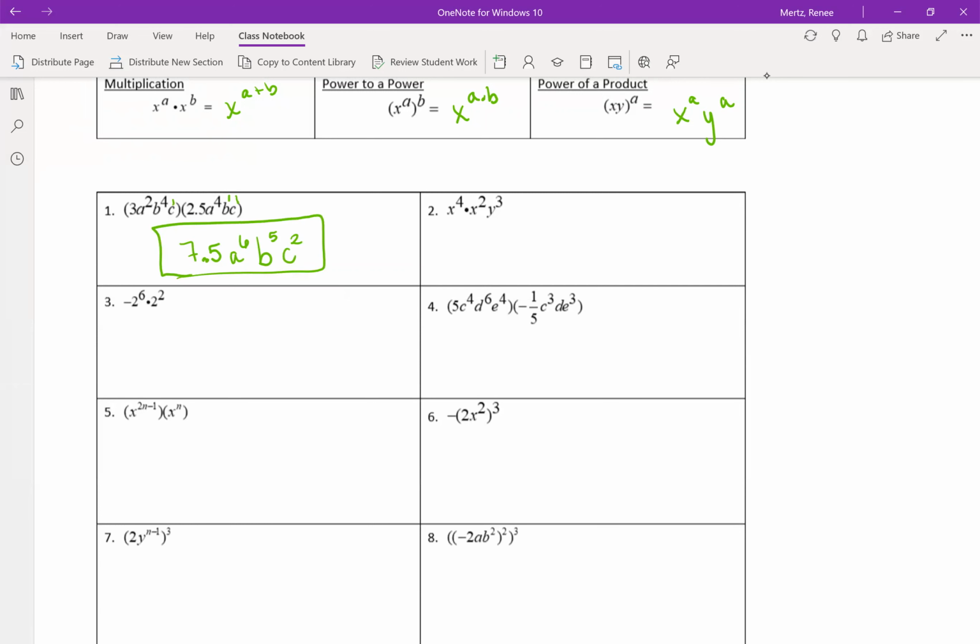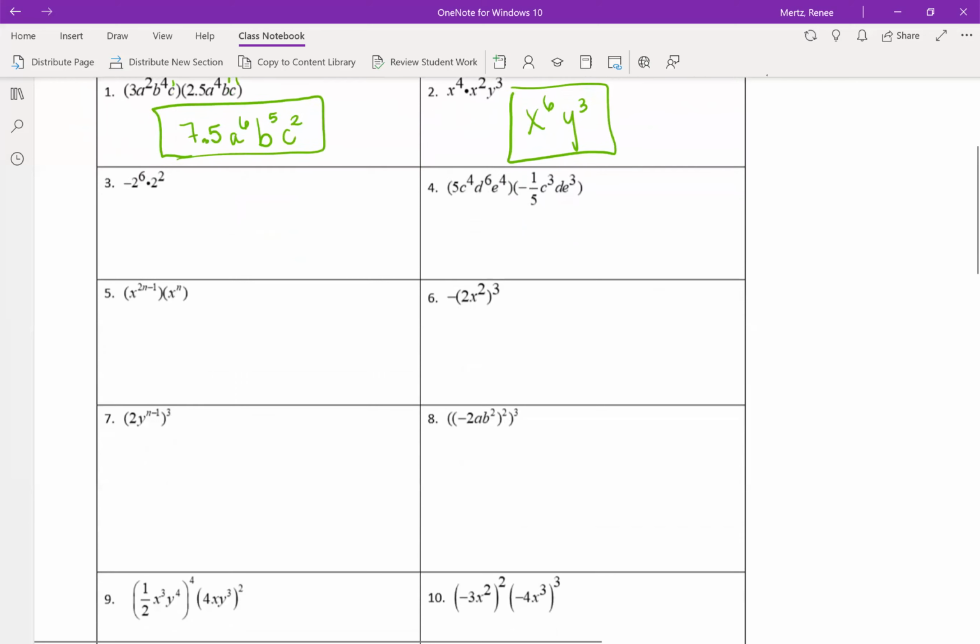For 2, we have x to the 6th, y to the 3rd. There's nothing to combine it with. Number 3 is the most popular one to get wrong. Type it into your calculator, see what you get. Negative 2 to the 6th times 2 to the 2nd.